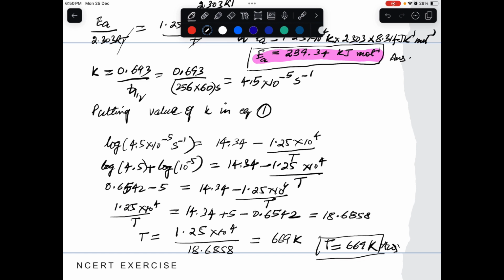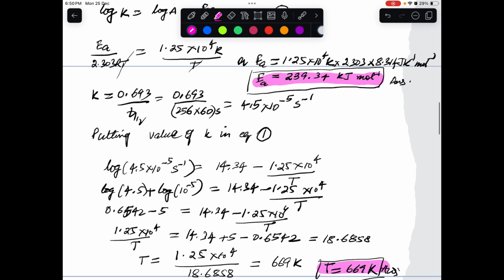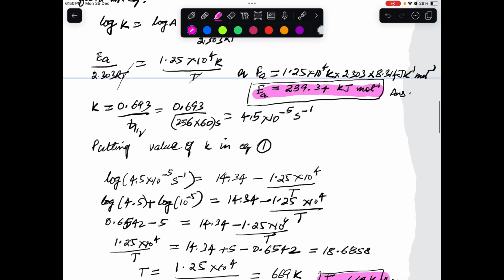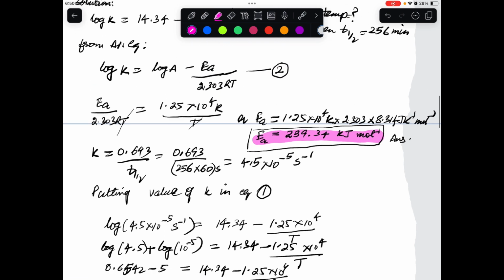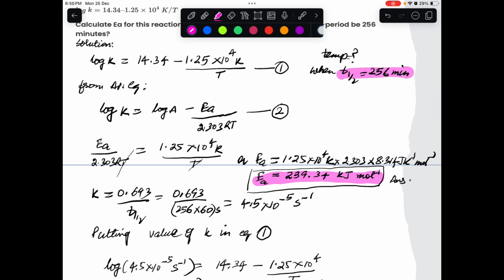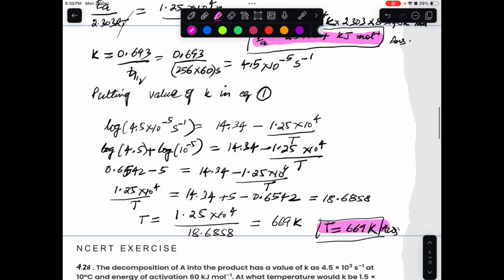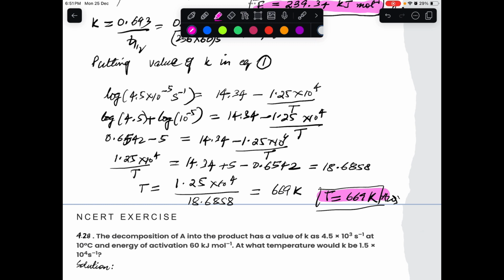Temperature at which half-life will be 256 minutes. That is this one. The temperature at which half-life will be 256 minutes will be 669 Kelvin. Okay, we are getting the answer in Kelvin because all values are in Kelvin.